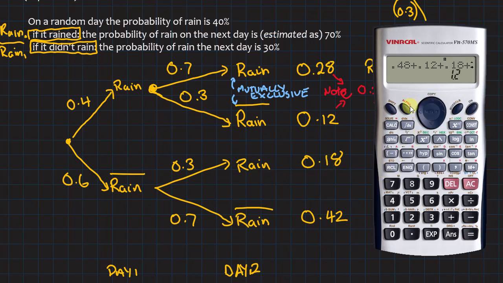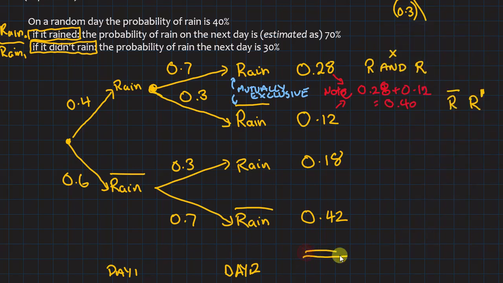What do I type in? 0.28, I've done 0.48 by the looks of it. 0.28 and 0.12 at the top, 0.18 and 0.42. So notice I got a number bigger than 1. Immediately makes me wonder what it should be. It should be 1, and there's 1. So the total probability is 1.